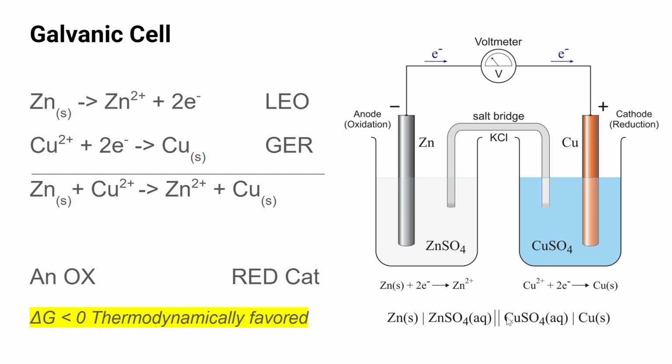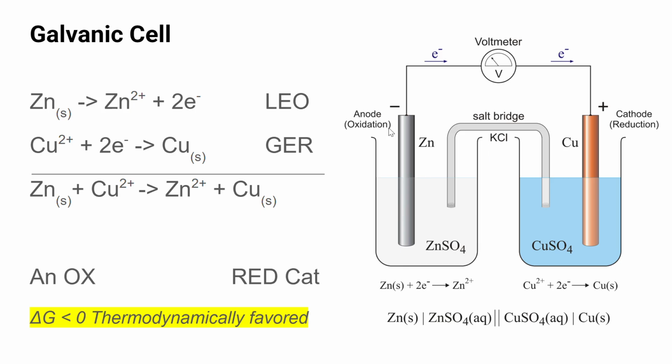You don't see that too often, but I thought I'd put it here so you guys could see it. This battery is thermodynamically favored. Therefore, delta G is going to be negative. It wants to happen as soon as we set it in here. But it's important: why do we have the salt bridge? Why is this KCl here?